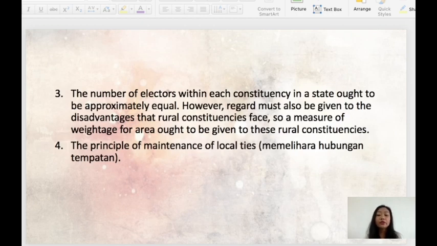However, regard must also be given to the disadvantages that rural constituencies face, so a measure of weightage for area ought to be given to these rural constituencies. And the principle of maintenance of local ties, memelihara hubungan tempatannya.